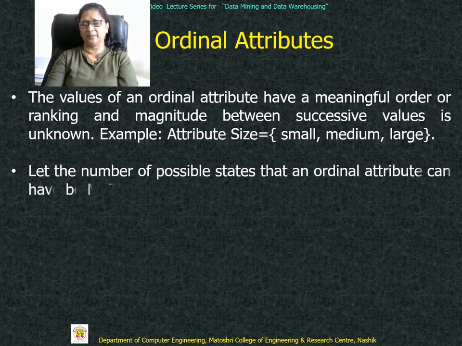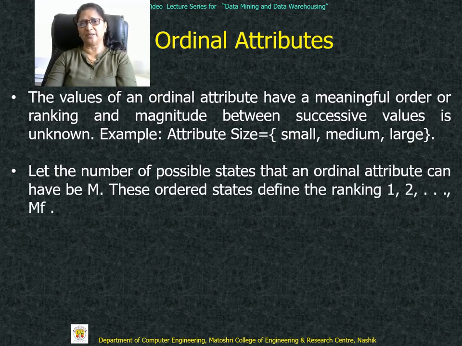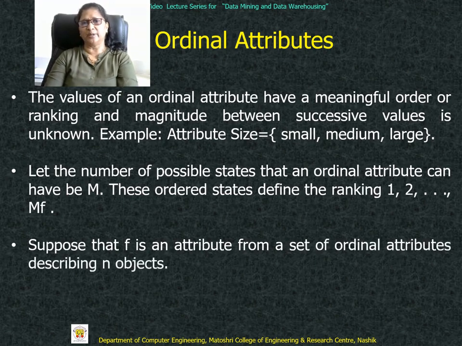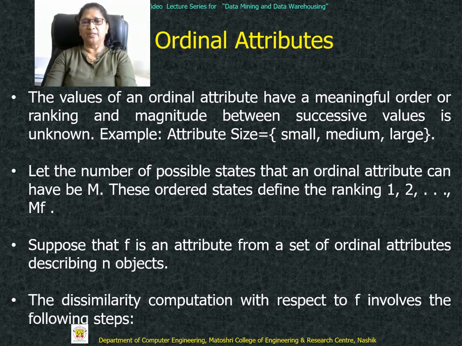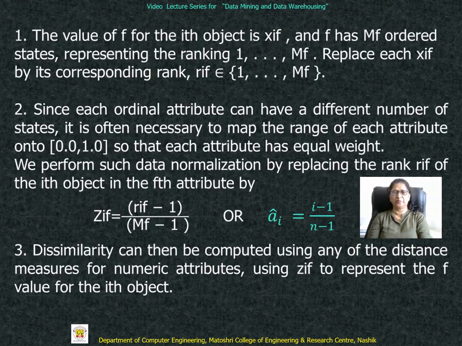This is one example. Let the number of possible states that an ordinal attribute can have be Mf. These ordered states define a ranking as 1, 2, 3 up to Mf. And using these we are going to compute the proximity measure. So suppose f is an attribute from a set of ordinal attributes describing n objects. The dissimilarity computation with respect to these ordinal attributes has these steps to be followed. The first step: the value of f for the ith object is say Xif, and f has Mf ordered states representing the ranks 1, 2, 3 up to Mf.